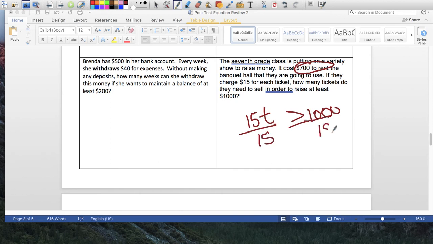Divide this by 15. Divide this by 15. Alexa, what's 1000 divided by 15? 1000 divided by 15 rounds to 66.667. So in order to cover these expenses, they actually have to sell 67 tickets at $15 each. Let me pause this for a second.